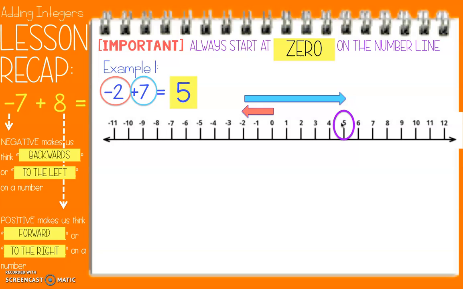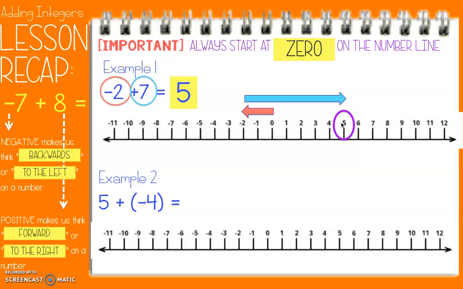Okay, all right, let's take a look at example 2. Example 2, we have +5 plus -4. Again, it's important that we're always going to start at that 0. So we're going to start at 0, and then we see that it's a +5. So that means we're going to go from there, we're going to go forward 5 spaces.